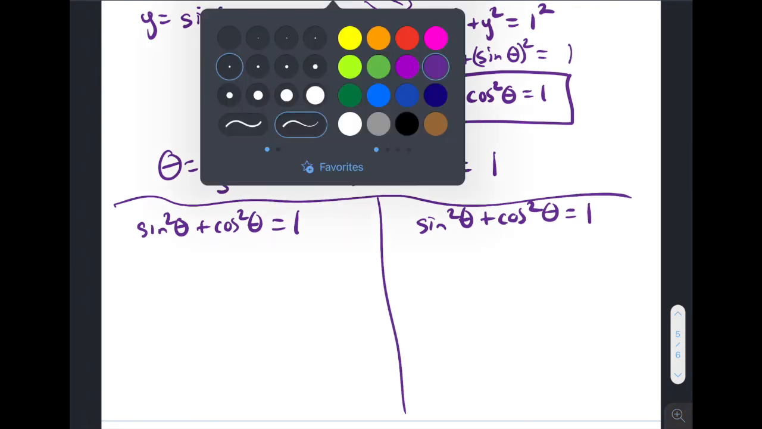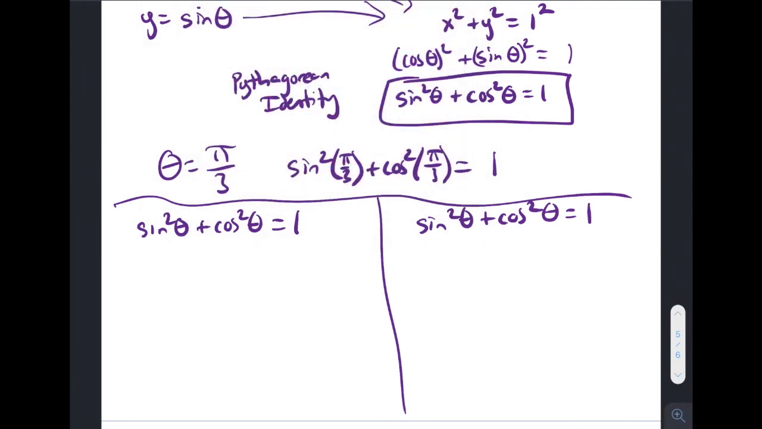Let's see what happens. If I divide the equation by sine squared of theta, that means that each part needs to get divided. So I'm dividing by sine squared of theta, by sine squared of theta, and by sine squared of theta. What do we have? Sine squared of theta over sine squared of theta simplifies and just becomes 1, plus cosine squared theta divided by sine squared of theta.